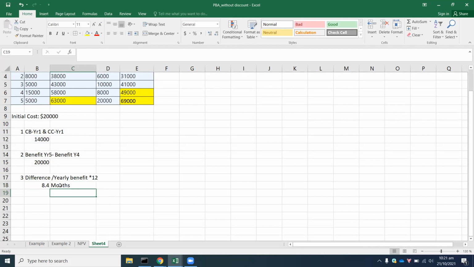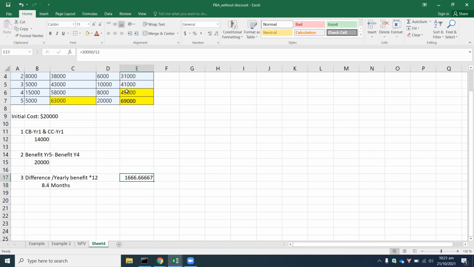That means you're saying in 4 years and 8.4 months, you were able to cater for the entire cost of 63,000. Okay. Now let's go and calculate this. So let's just try this for example. If you do 20,000 divide by 12, it gives you a monthly figure.